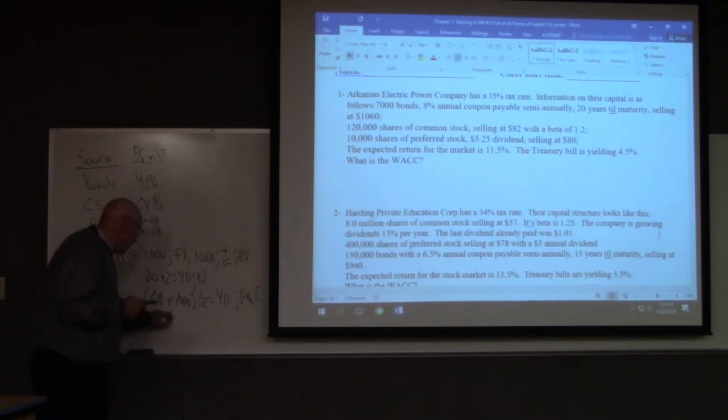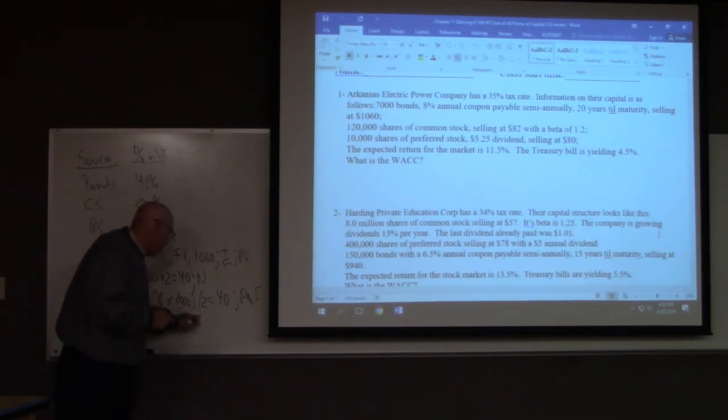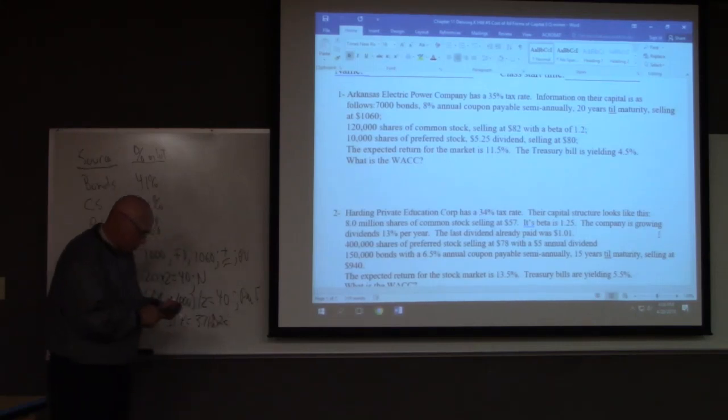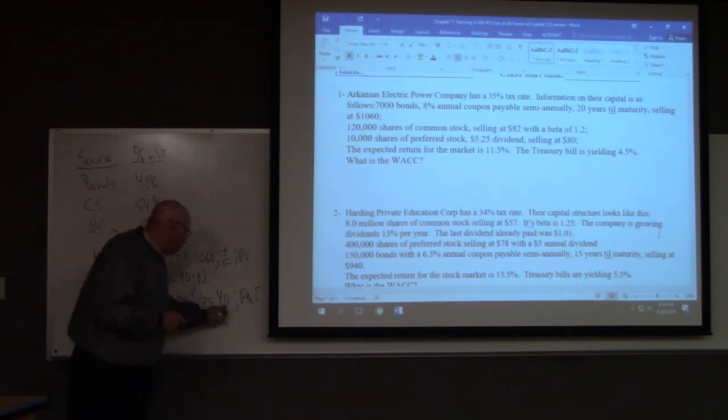Compute I/Y. So let's look at that. Clear our calculators out, and let's put all this data in. 1,000 is our future value. 1,060 plus minus is our present value. 40 is our N. 40 is our payment. Compute I/Y, 3.71% times 2, 7.42%.